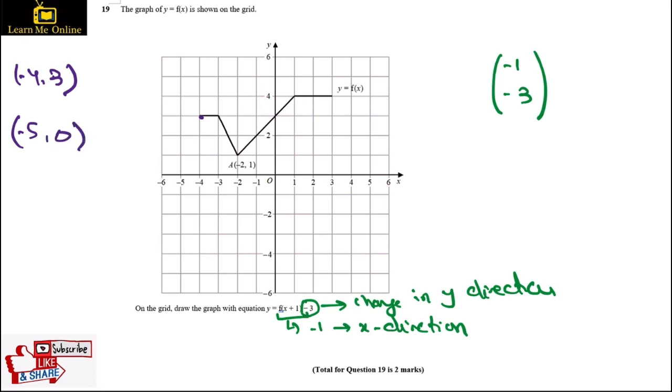So you get the first point at minus 5 and 0. So the new point you'll be getting would be on the x-axis here. We're going to choose another point, which is this point now. So having the point A coordinates would be minus 2 and 1.